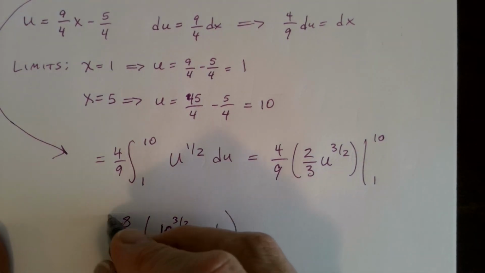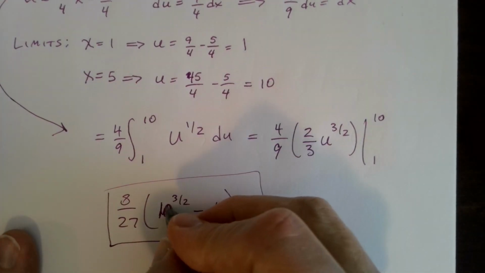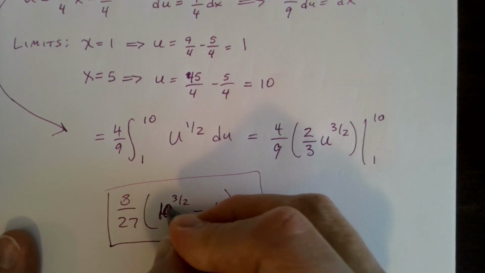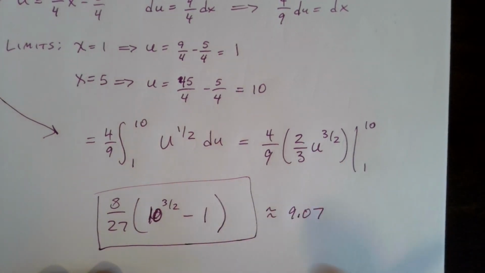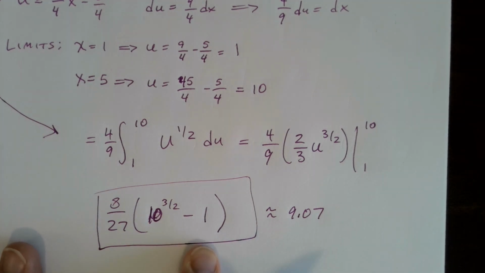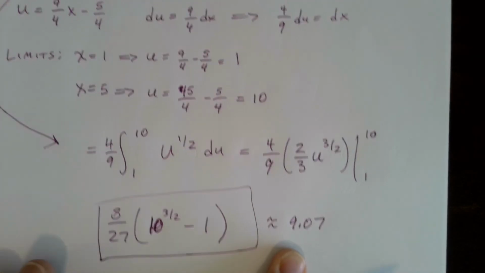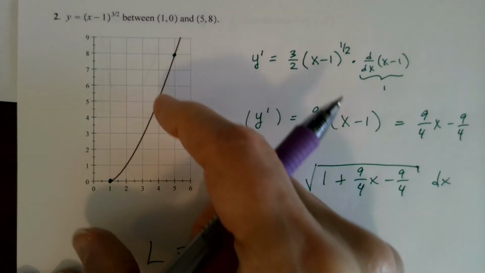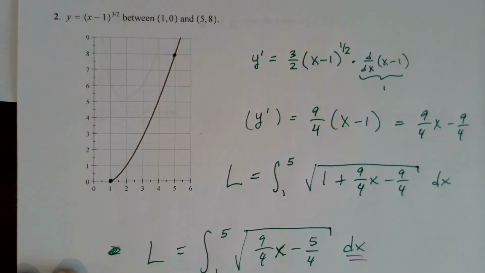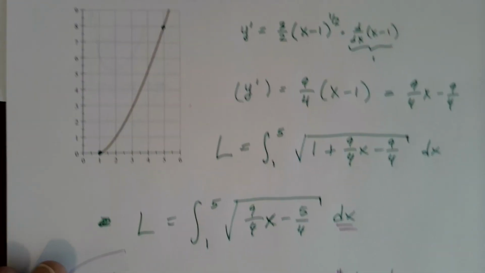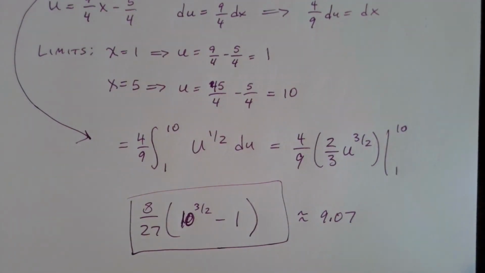Okay, and that's about as good as I can go because the square root of 10 is not a perfect square, but I can approximate this. This is about 9.07. And again, you should probably do that. Here's the exact answer for the arc length of that curve, but here is the estimate. And so you can see, does it seem reasonable that it's about 9 units from here to here along this curve? That seems reasonable.